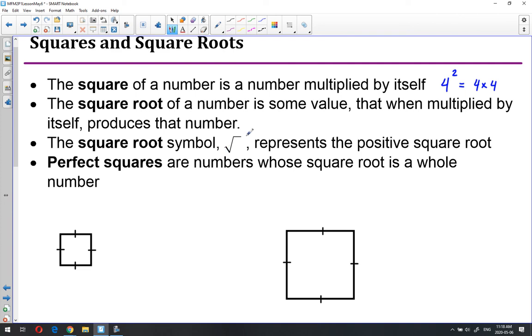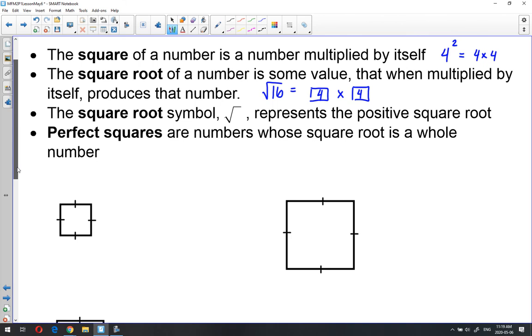The square root of a number is some value that when multiplied by itself produces that number. For example, if we had 16, the square root of 16 would be what number can we take that when we multiply it by itself, we end up getting 16. And so that's 4 and 4. The square root symbol represents always a positive square root.